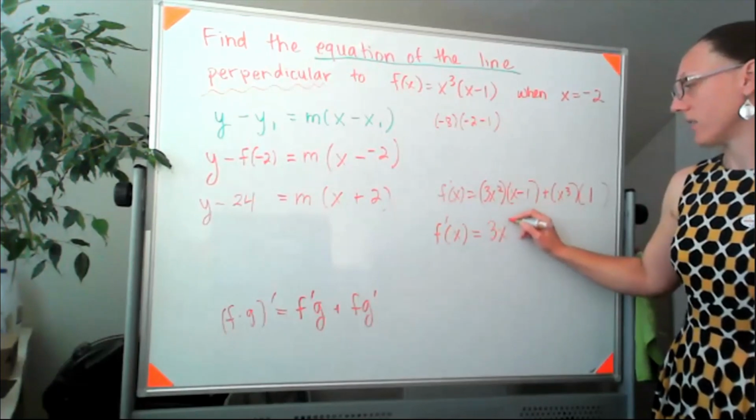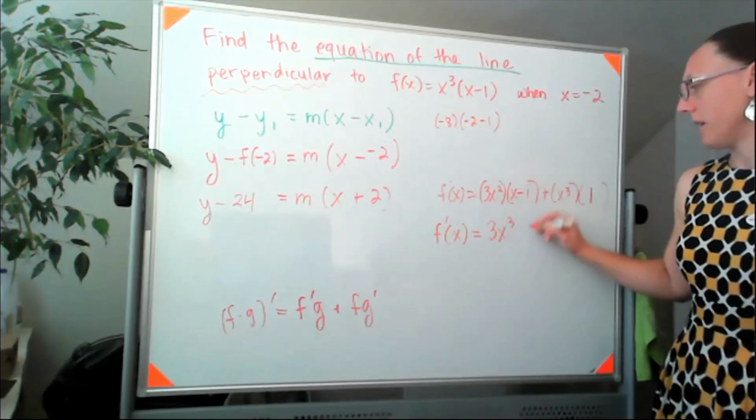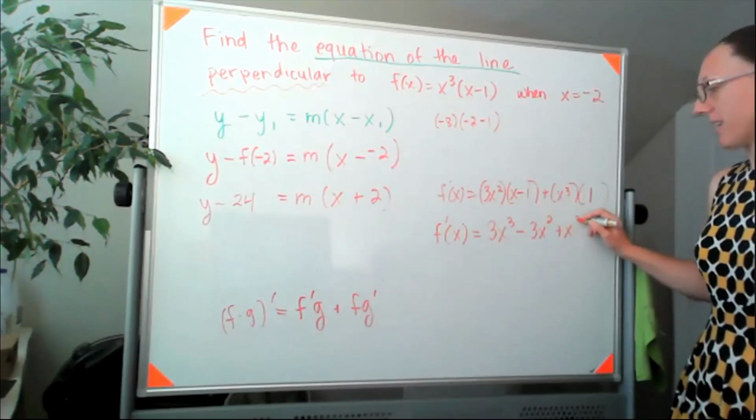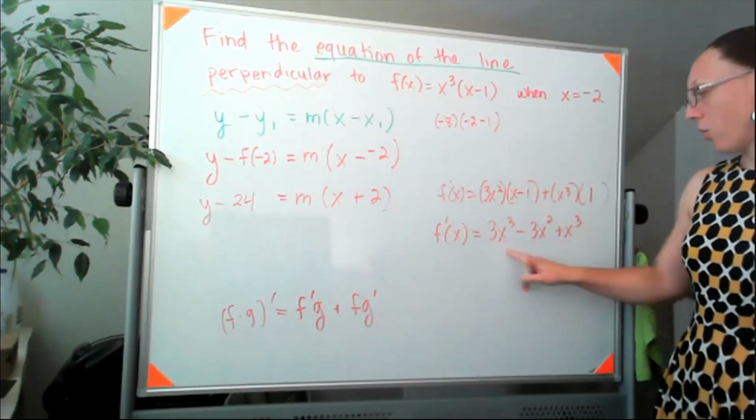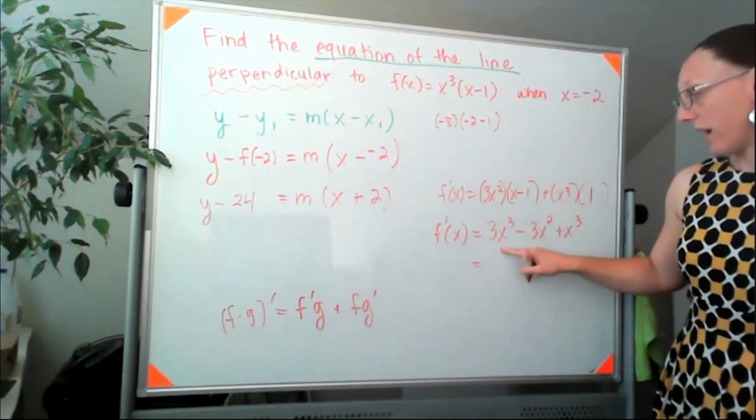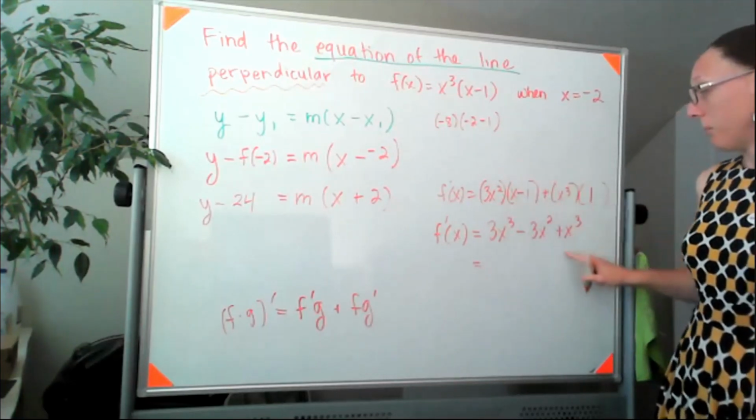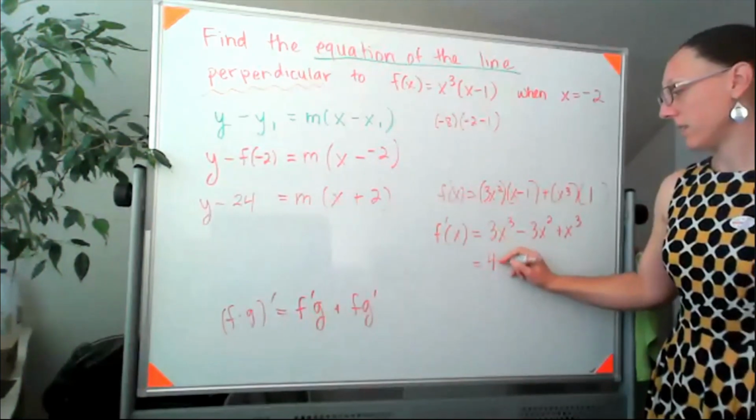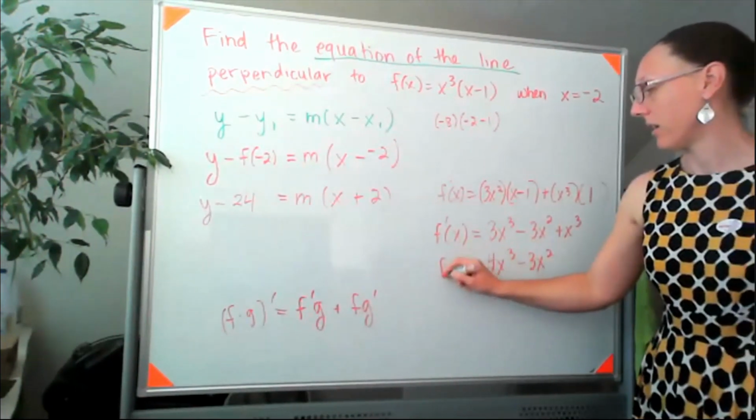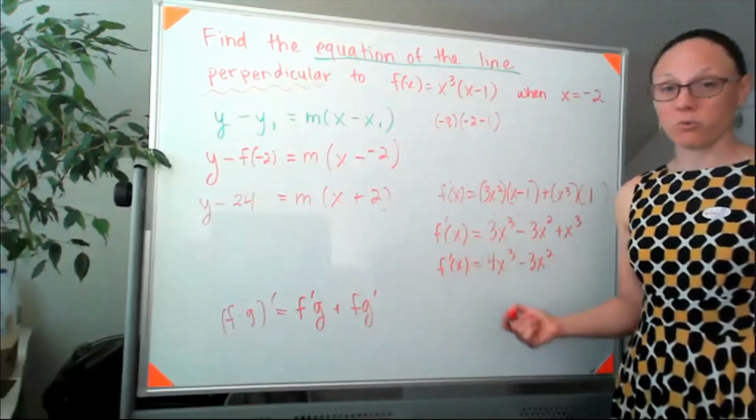So I'd have 3x cubed minus 3x squared and then plus an x cubed. Or I could simplify that again if we wanted and say 3x cubed plus another x cubed is 4x cubed minus 3x squared. That was just the derivative.